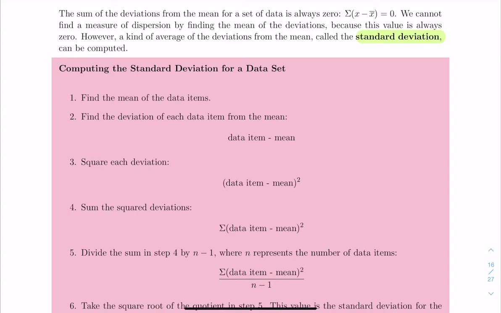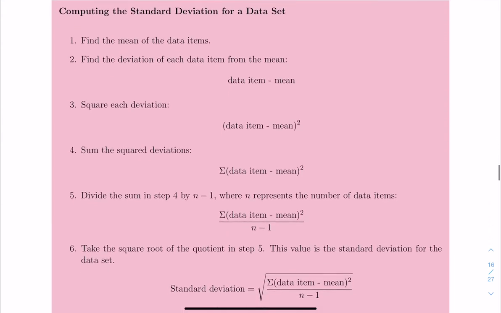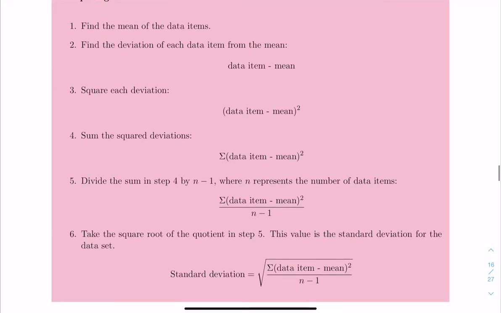We start the process with what we just did in example number 2. You first find the mean of the data items, and then subtract the mean from each data value. Once you've done that, you square each one of those numbers and add up all of those squared numbers. You divide the sum by n minus 1, where n is the number of data items. Then you take the square root. That value is the standard deviation for the data set.